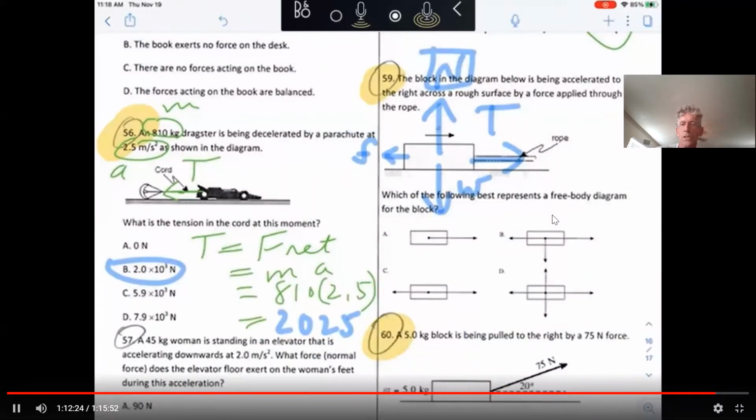Okay, so there you see what the free body diagram would be. That matches letter D. Okay, let's look at number 60.